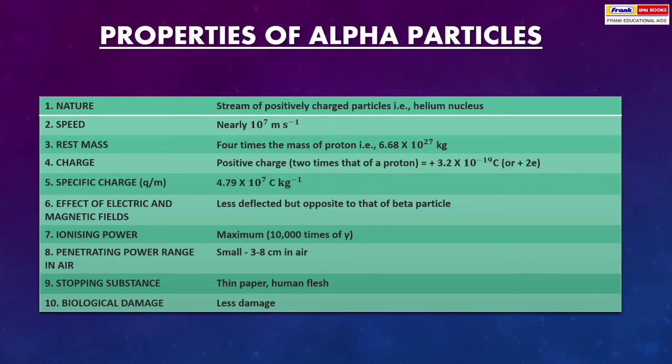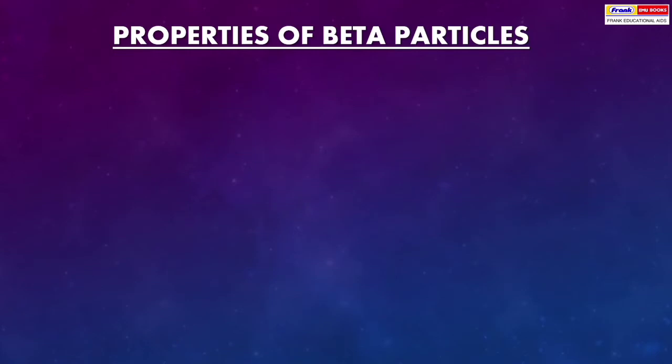Effect of electric and magnetic field: less deflected, but opposite to that of beta particle. Ionizing power: maximum, 10,000 times that of gamma. Penetrating power: range in air is small, 3 to 8 cm in air. Stopping substance: thin paper, human flesh. Biological damage: less damage.